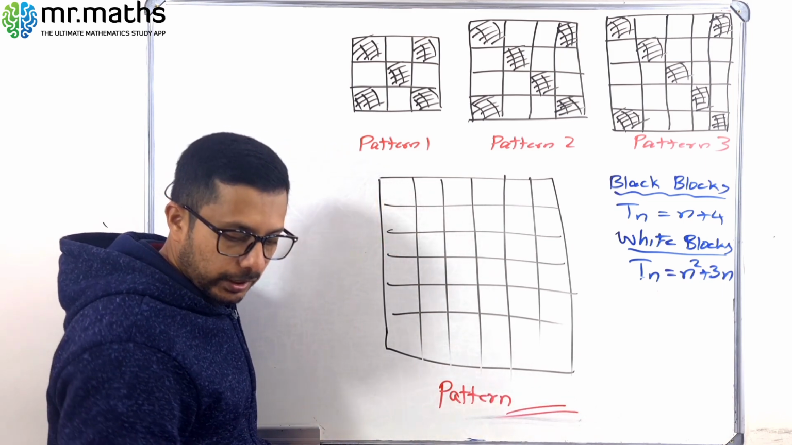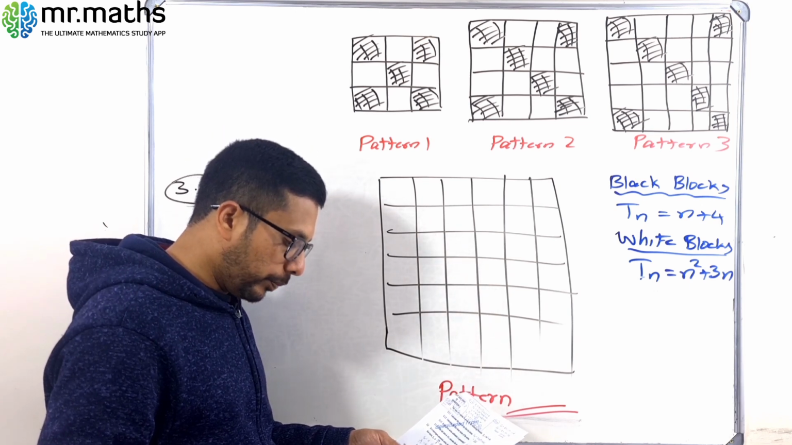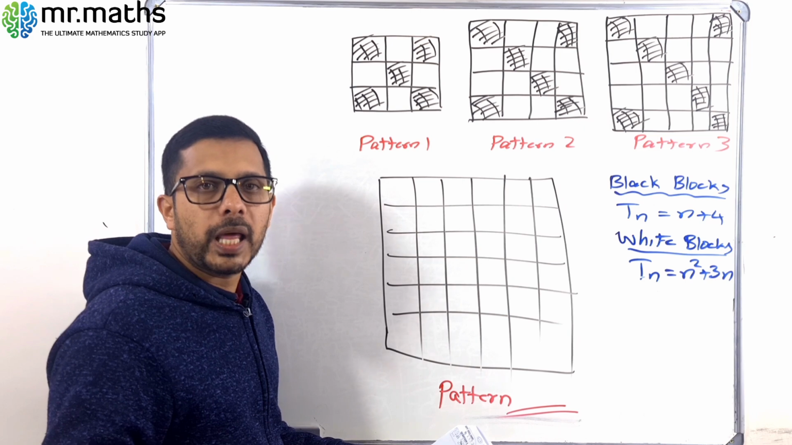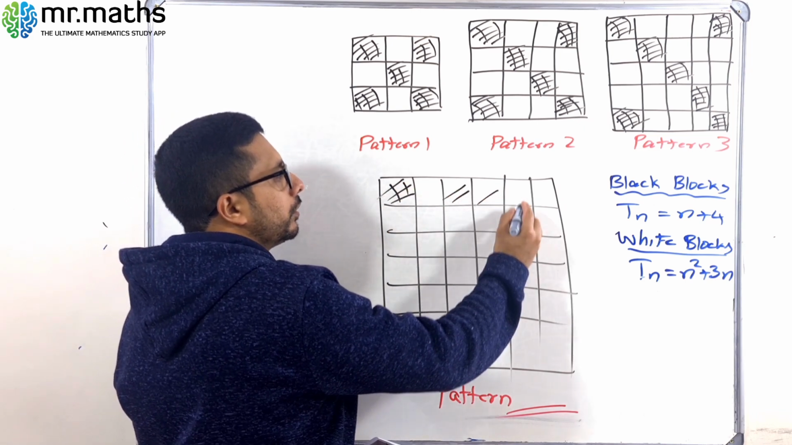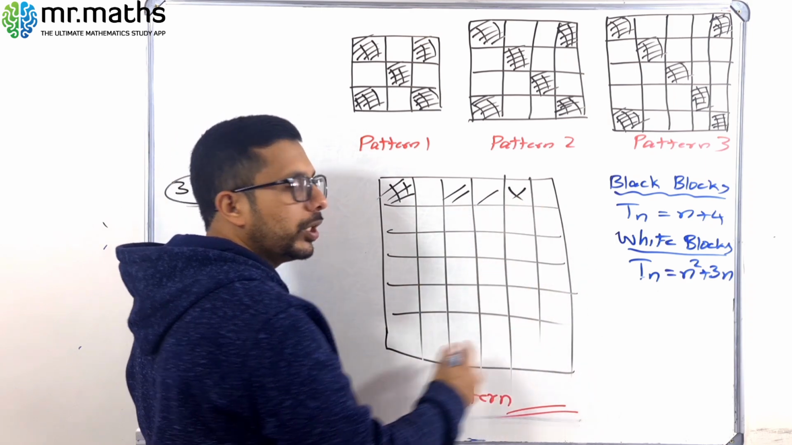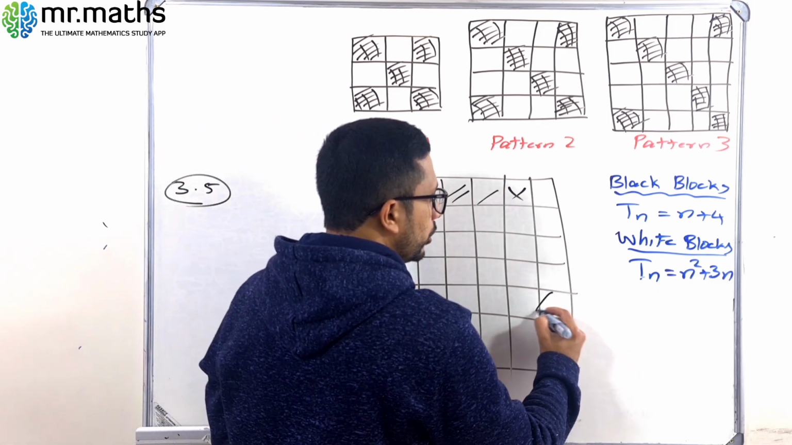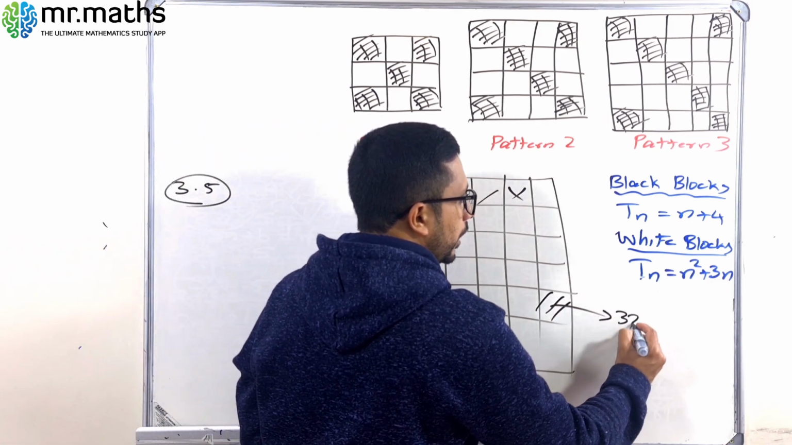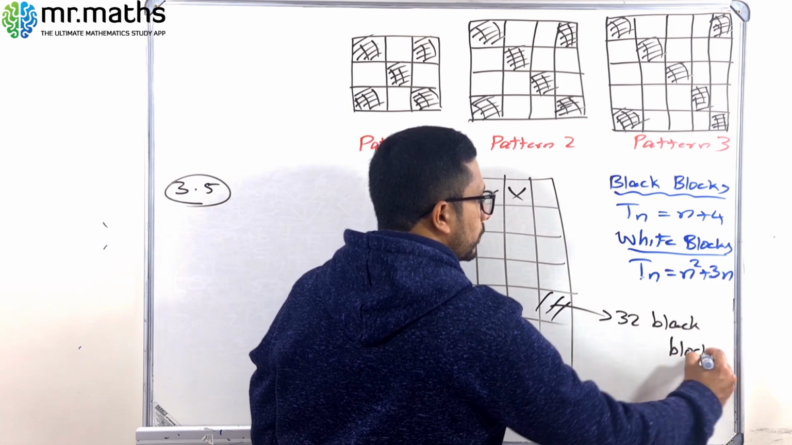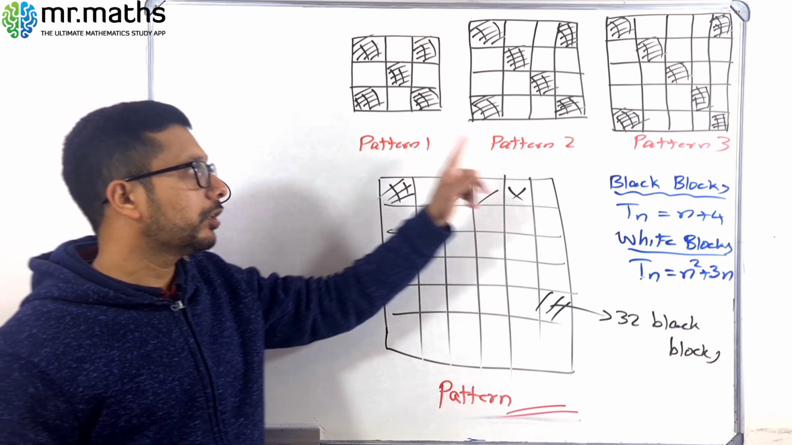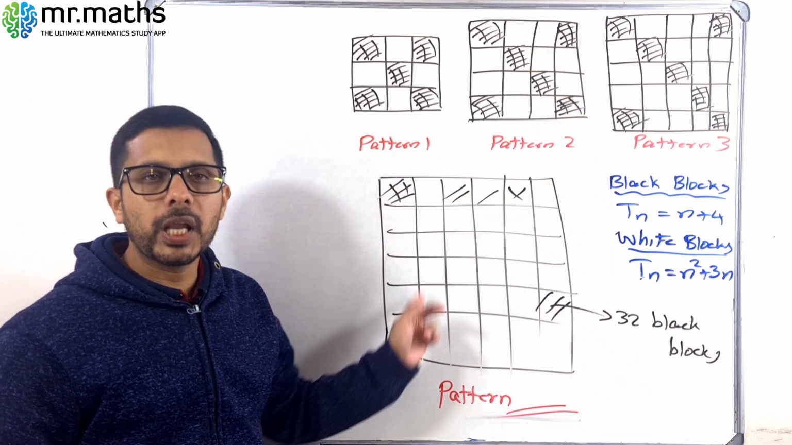So here what they are saying is that in that pattern there must be 32 black blocks. 1, 2, 3, 4, 5, 6, like that. How many black blocks are there? 32 black blocks. So pattern number 1, 2, 3, 4, 5, 6, somewhere some pattern there has 32 black blocks.